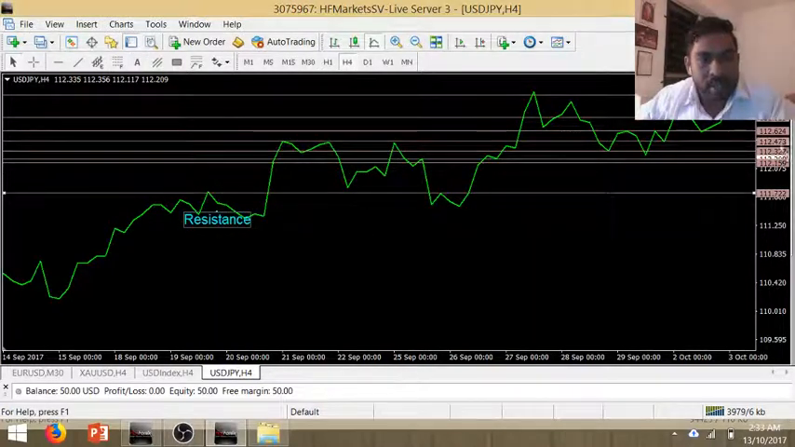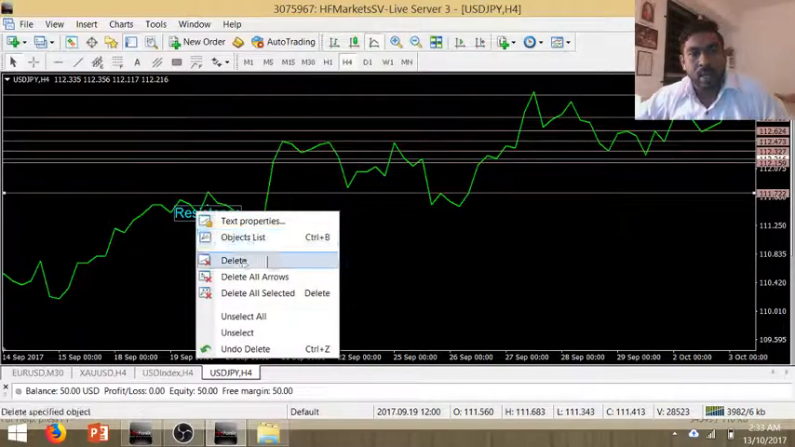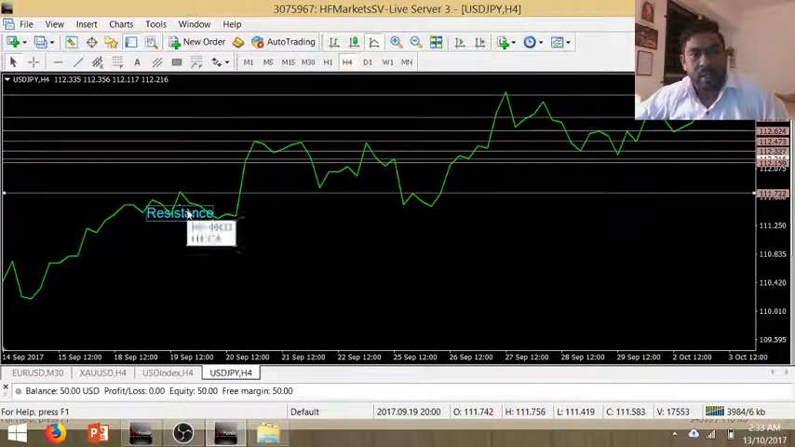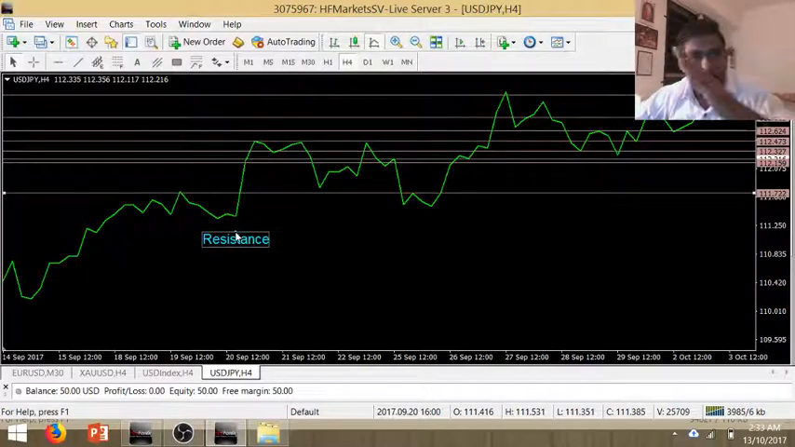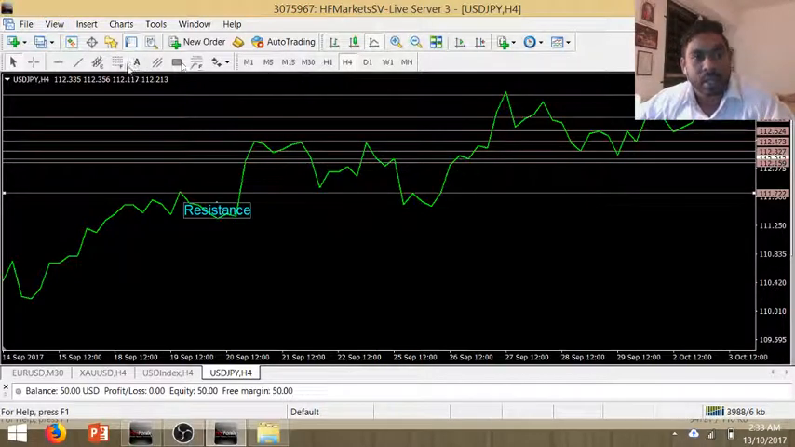Okay, so this will become a resistance. Okay, so this is a resistance. Okay, and then we got one resistance here. Okay, and then we have got another resistance here. So when they are trying to break through from the bottom up, then they are all called resistance. Okay, but once it tries to come from the top, this resistance becomes support.